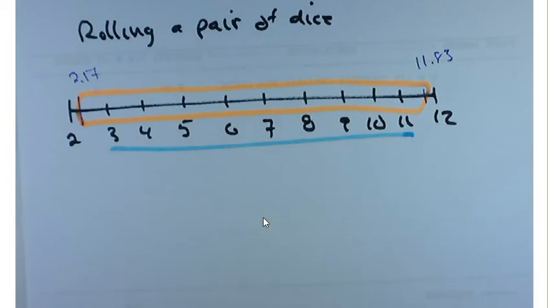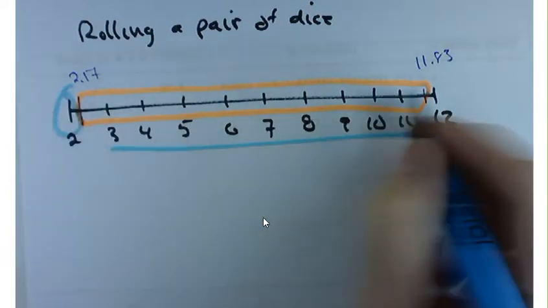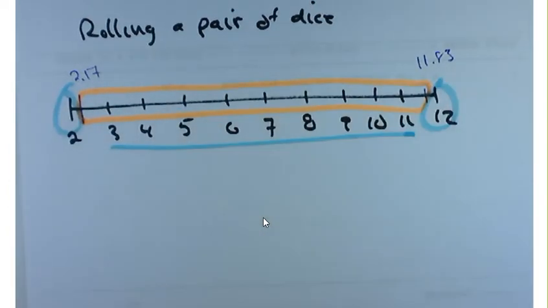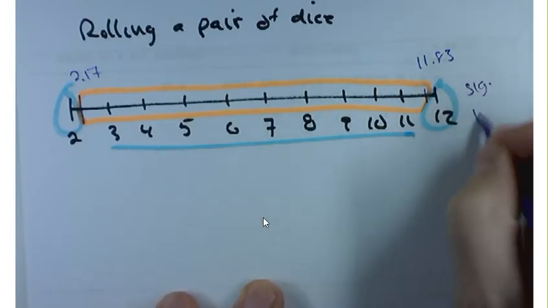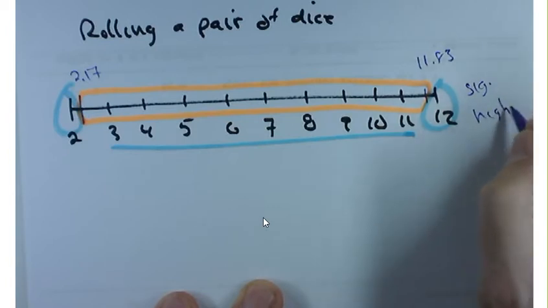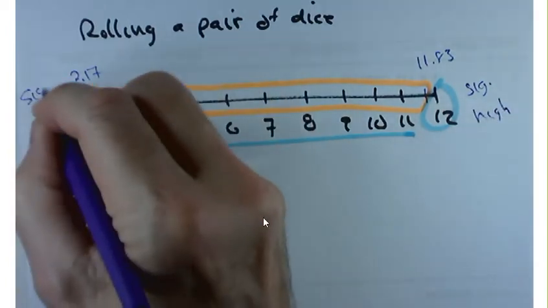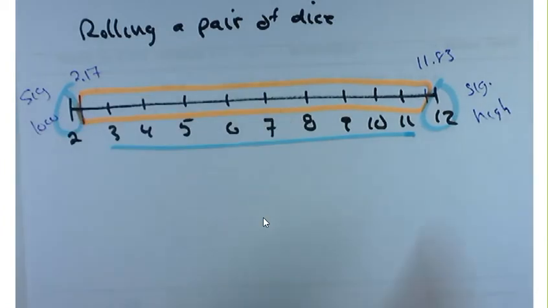Those are your usual rolls. Whereas here at 2 and here at 12, those are significantly high and significantly low. So those would be unusual values, and that's true. There's only a 1 in 36 chance you could roll either of those.